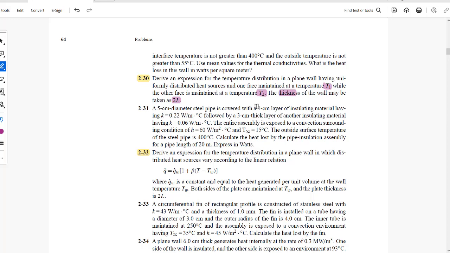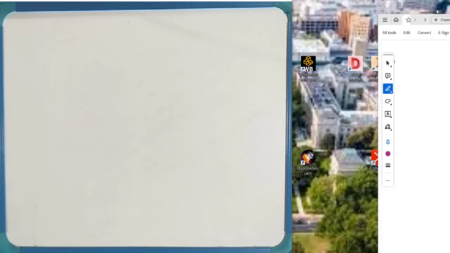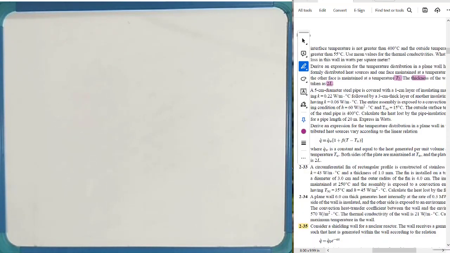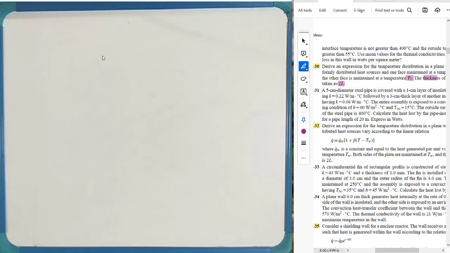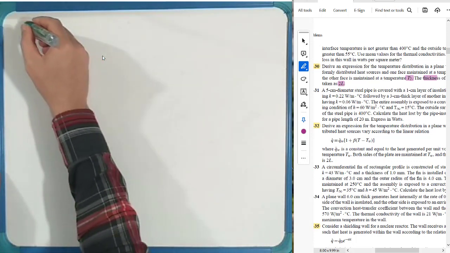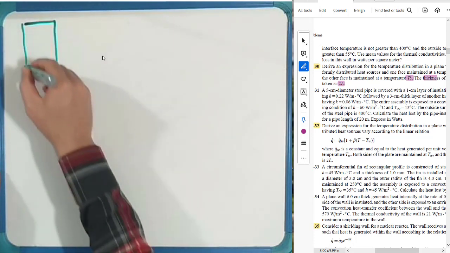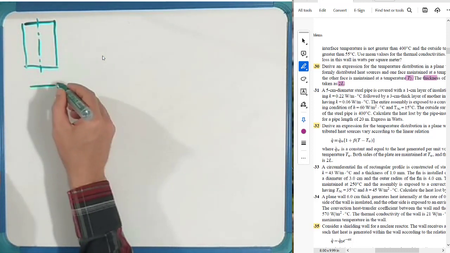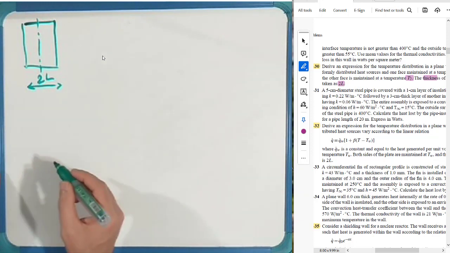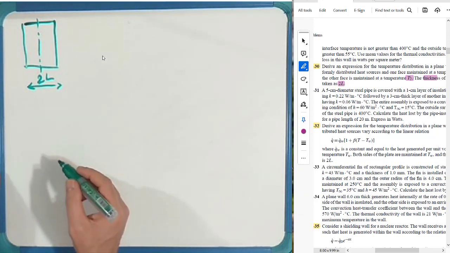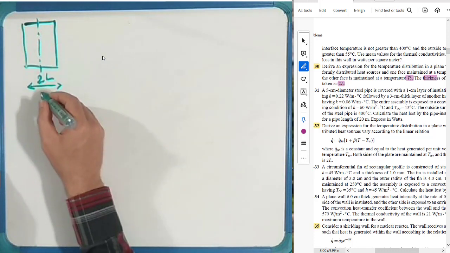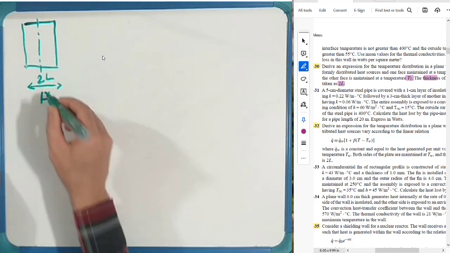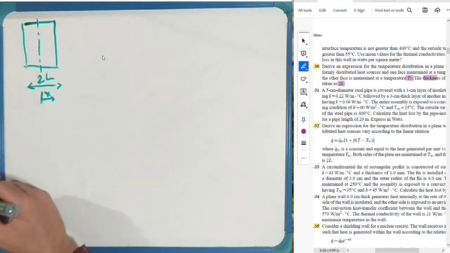Okay, let's solve it. Let's go to the whiteboard and solve. We have a wall whose thickness is 2L, and we assume this line is the origin of x.